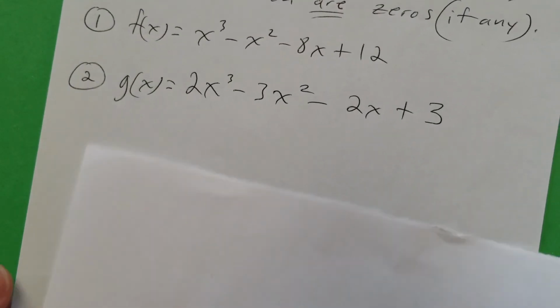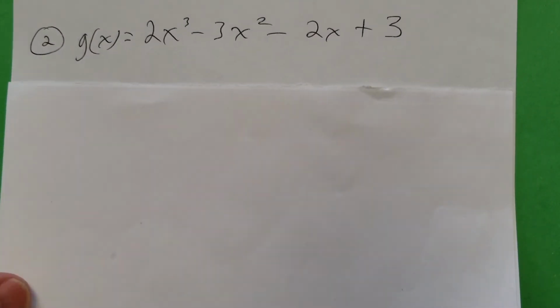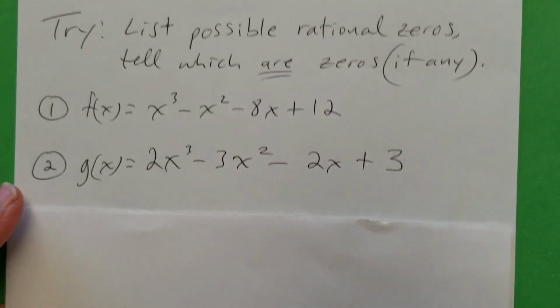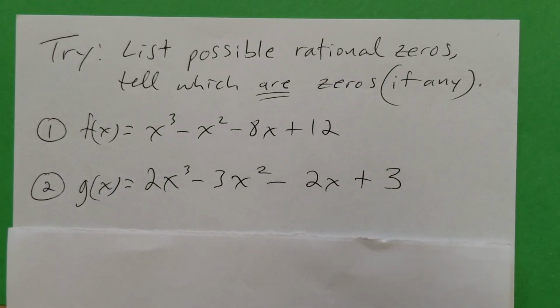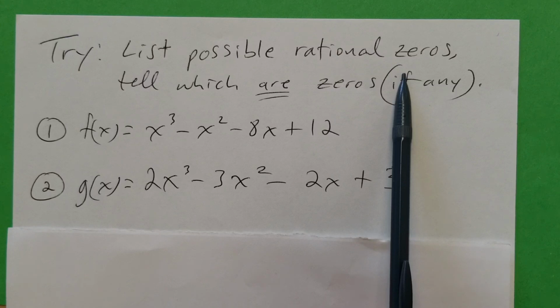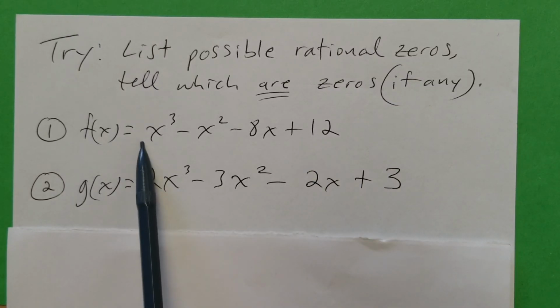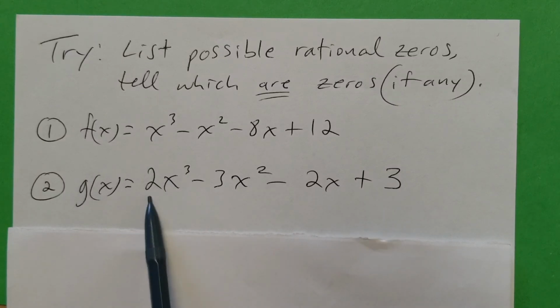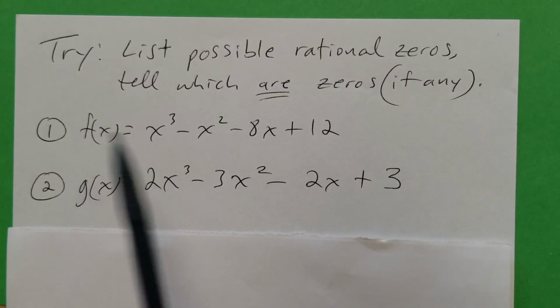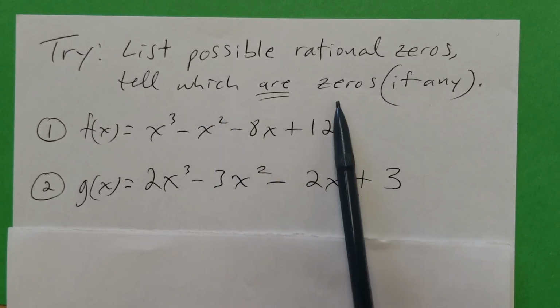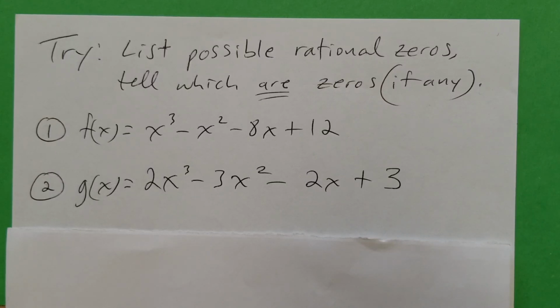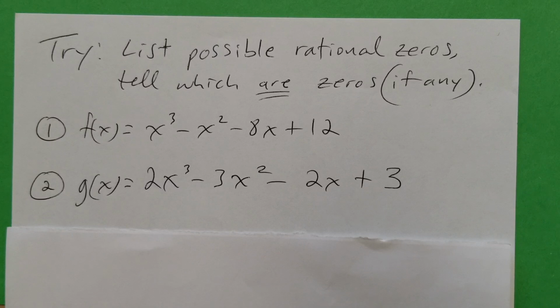Okay? So, could you do that for next time? Go all the way, right? You're going to list all the possible rational zeros, with the factors of this over factors of this, and then plug them in and tell which are zeros. Okay? Do your best. We'll start with this when I see you in class.